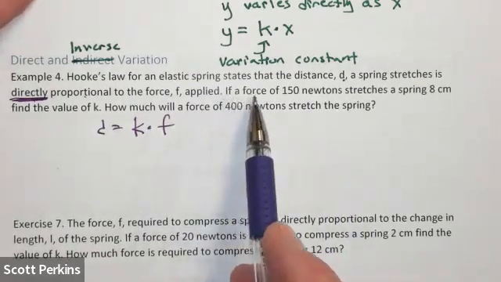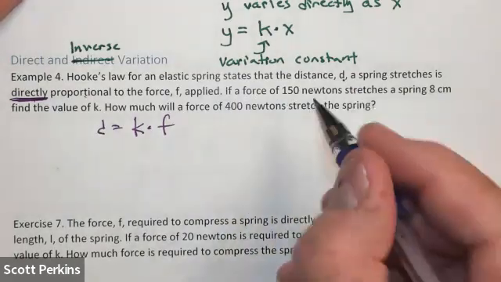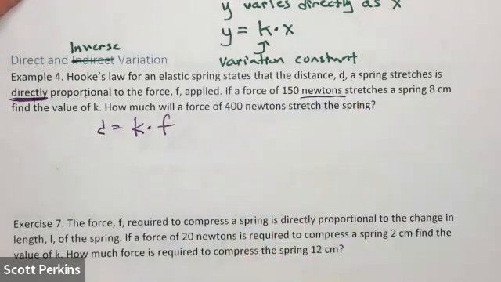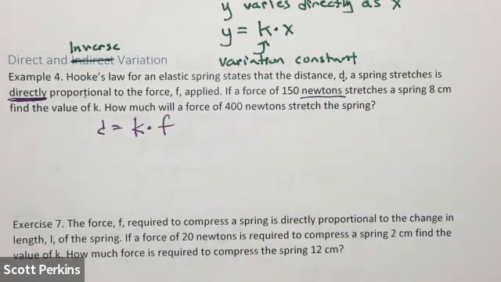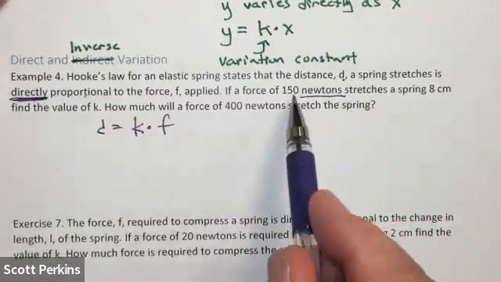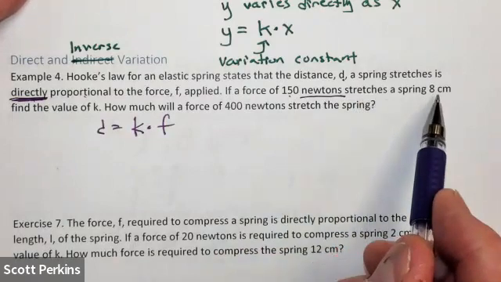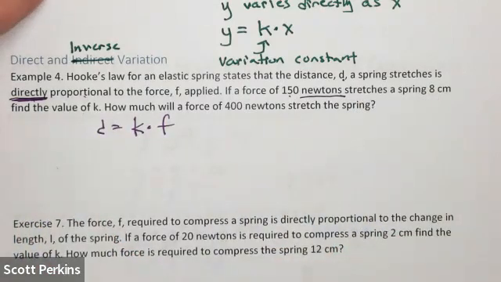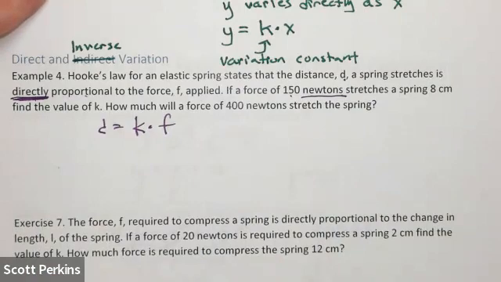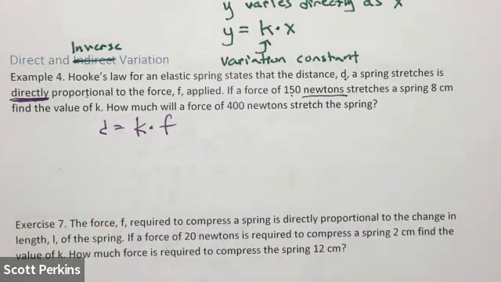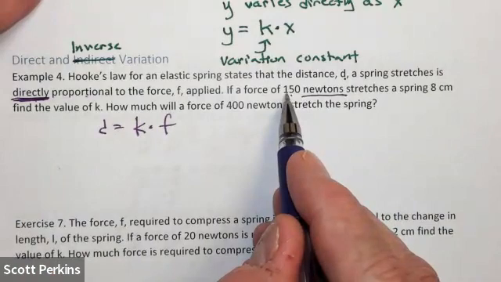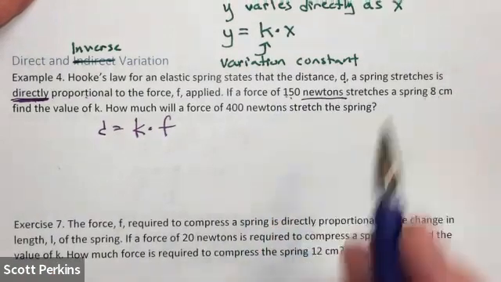It says, if a force of 150 newtons, a newton is just in physics how you measure force of things, how much you're pushing or pulling. You don't need to know that, I'm just giving you that context. So if a force of 150 newtons stretches a spring 8 centimeters, find the value of K. Okay, so we just have performed an experiment. We've gotten to know this spring that is hanging from a hook in our lab. And we know that if we put 150 newtons on this spring, it stretches 8 centimeters.